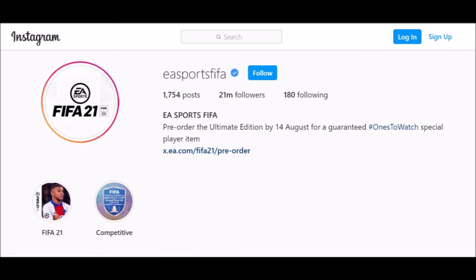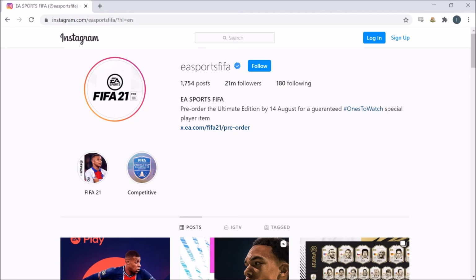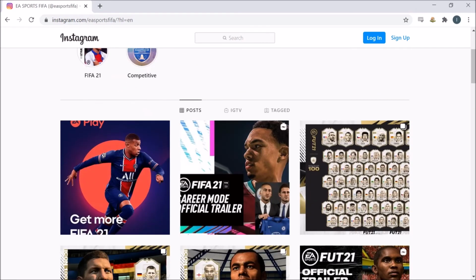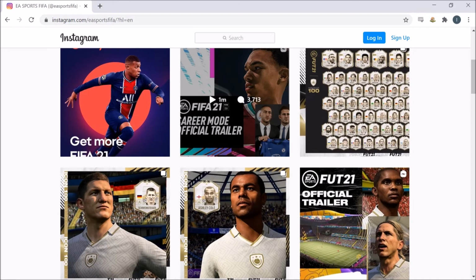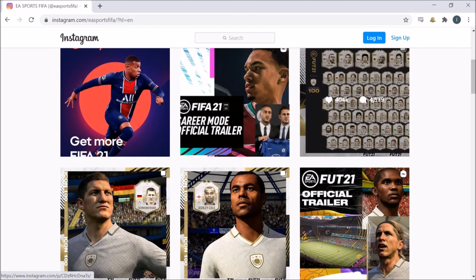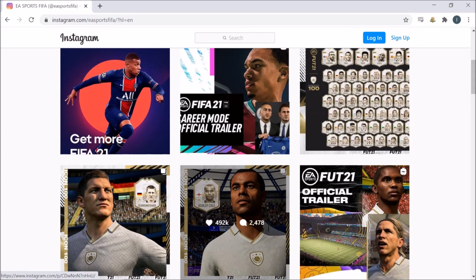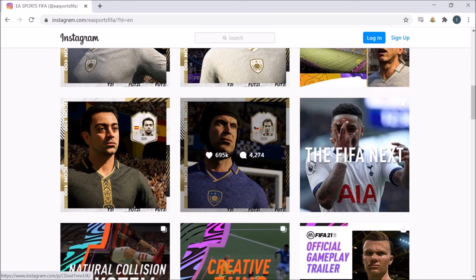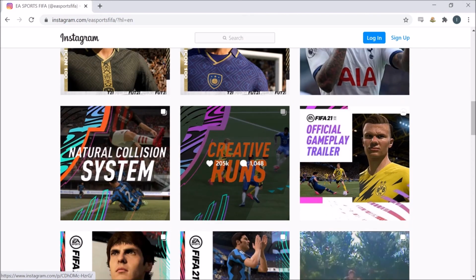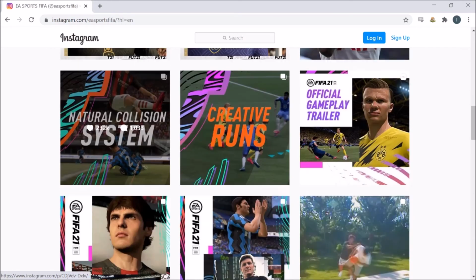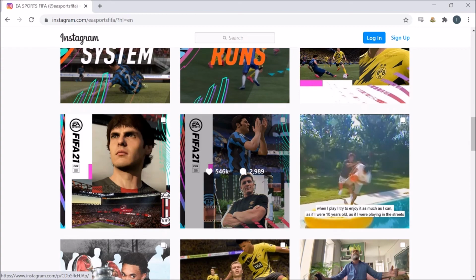Instagram, similarly, they have their own official account with a massive amount of followers, 21 million followers. So again, anything they post up on Instagram is likely to be seen by people they know are going to be directly interested in the game. And here they will put up much more visual things, such as players who are likely to appear in the Ultimate Team for FIFA 21, as well as links again to the gameplay trailer and things like that.